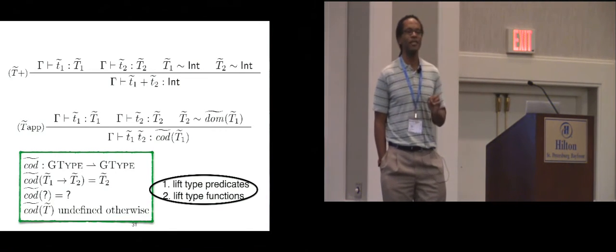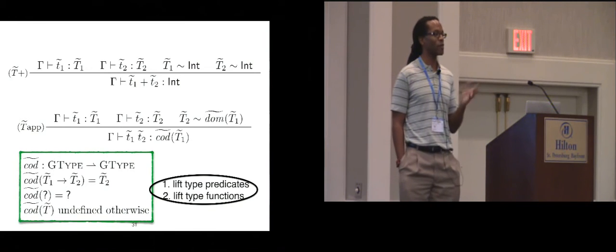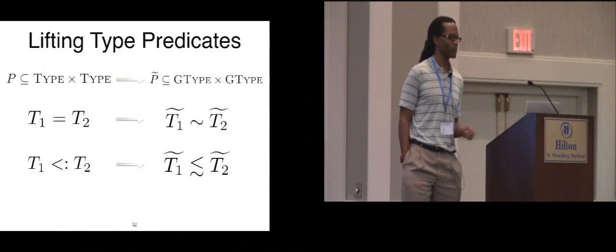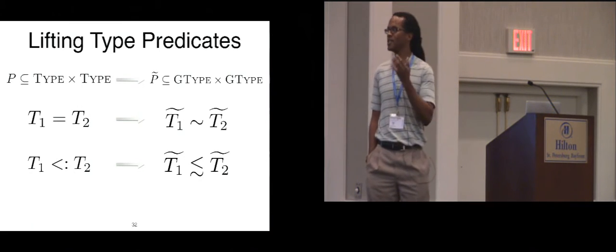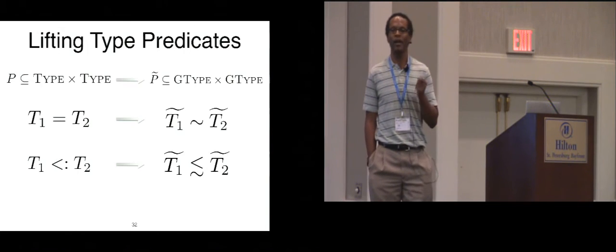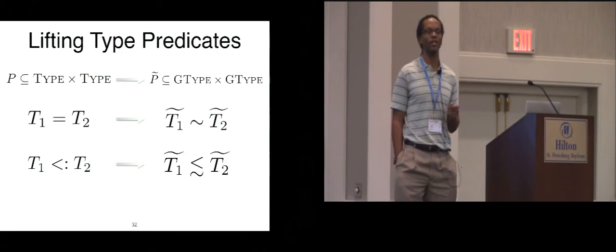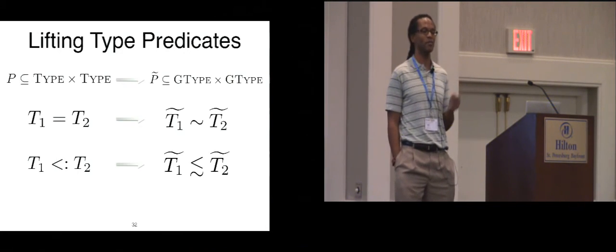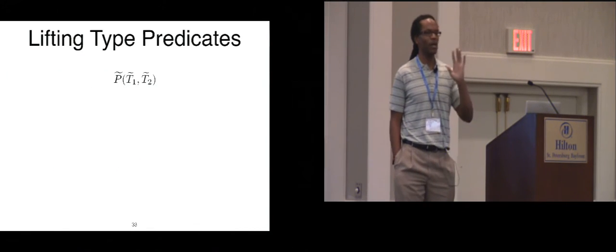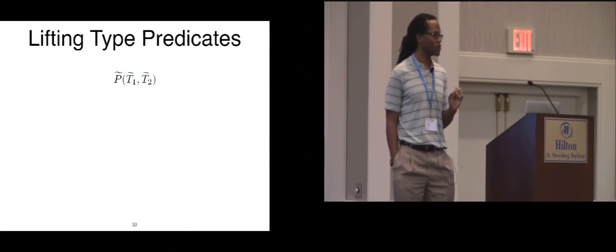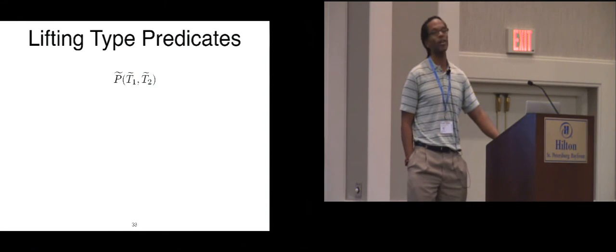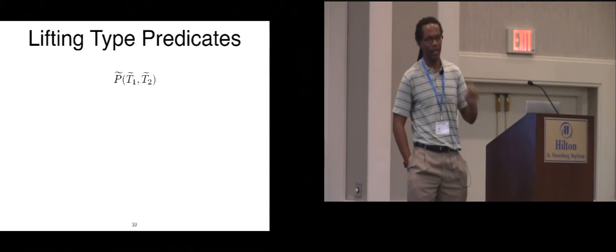So to dive into this in a bit more detail, I'm going to talk about the process of lifting type predicates and lifting type functions. AGT lifts type predicates like equality and subtyping to counterparts, which are called consistent equality and consistent subtyping, or often consistent equality is called consistency. To do so, I'll just explain this generally first, which is suppose I have some predicate on types, and I want a predicate on gradual types.